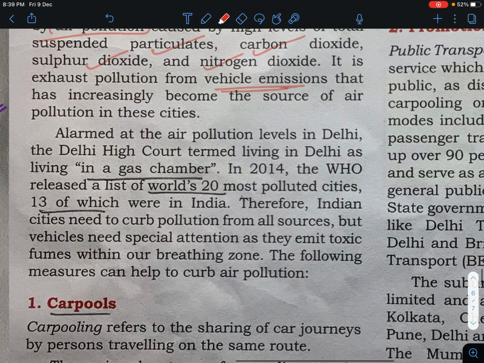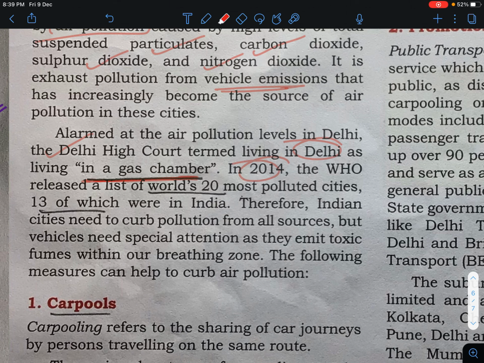Now, alarmed at the air pollution level in Delhi, the Delhi High Court termed living in Delhi as living in a gas chamber. Recently, the court has also warned that living in the city is like living in a gas chamber.